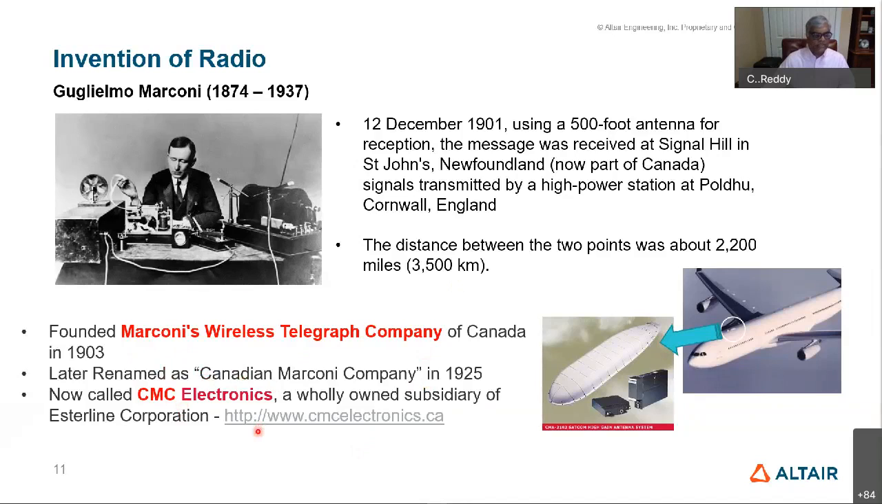Now, why I know this name is because they've been using our software for some time. If I'm correct, I guess they may still be using. And of course, later they were acquired by a company called Esterline Corporation. It's good to see the company that started in 1903 still in existence and doing these kind of things. That shows the persistence of electromagnetics and antenna technology over the years.